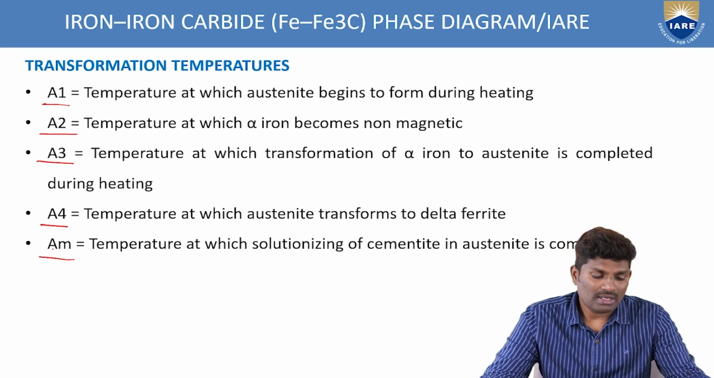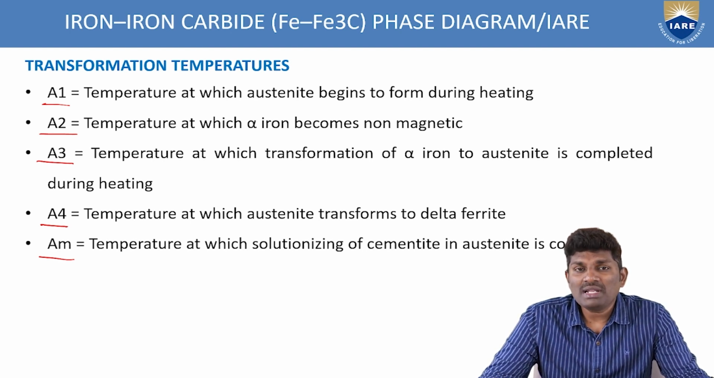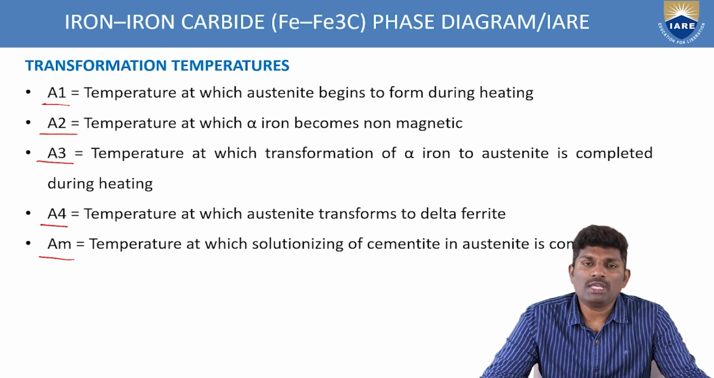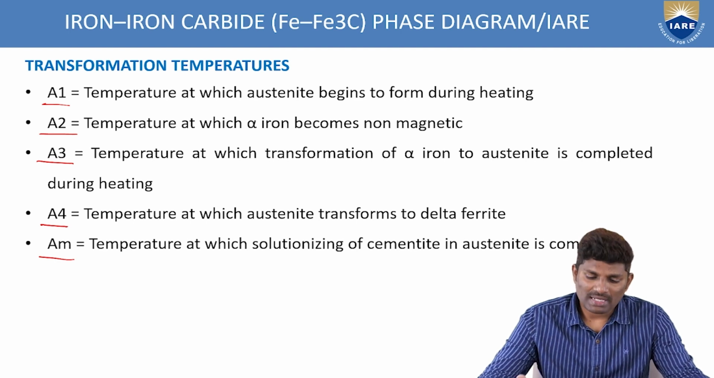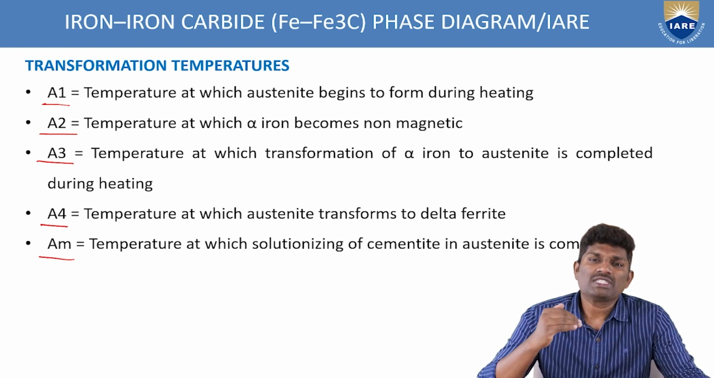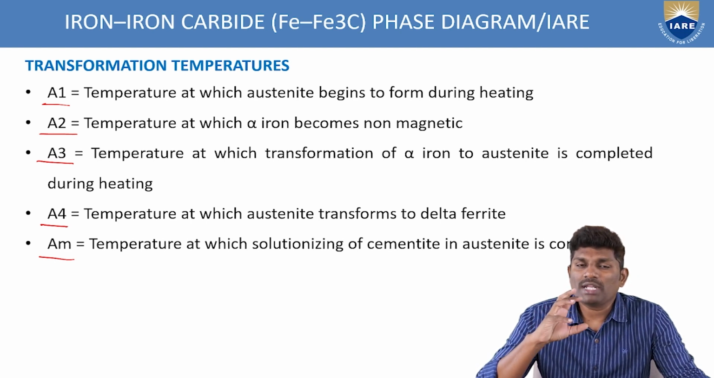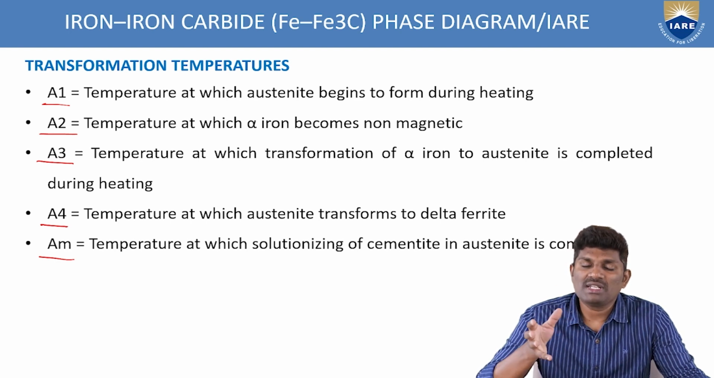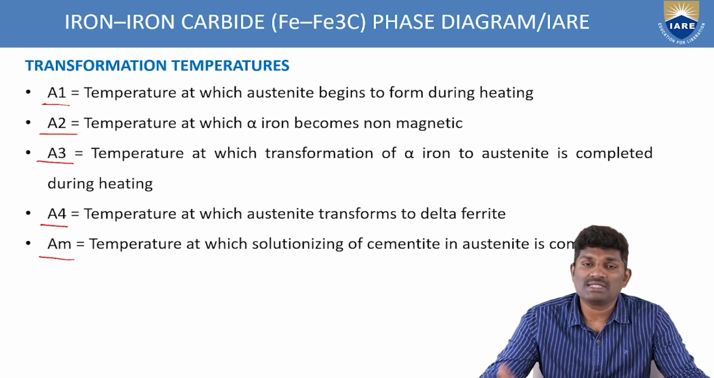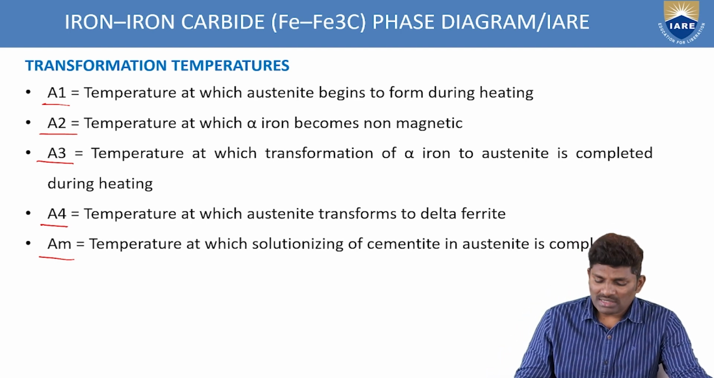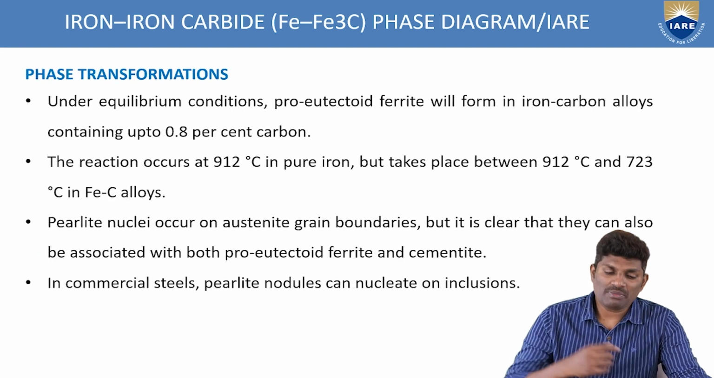And coming to the last one, Am, the temperature at which the solution of the cementite in austenite is complete. That means the pure iron is completely mixed with the liquid state. Then that type of temperature is called the Am temperature. So like this, you can easily distinguish what is happening at each interval of temperature, what type of microstructure it can have, what type of phase structure it is having, how much composition this iron has. All these things can be observed, or we can get the information from the phase diagram.